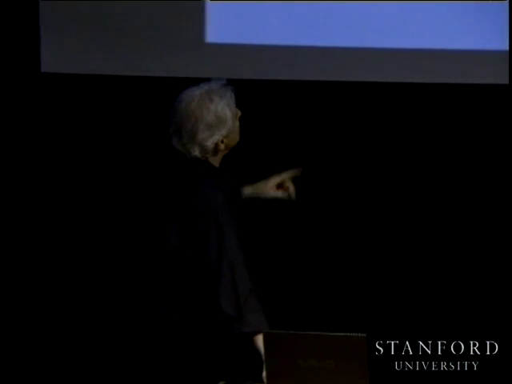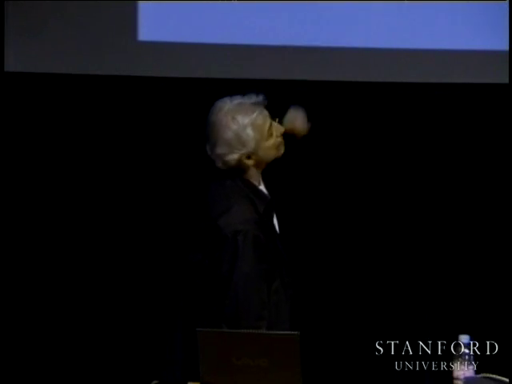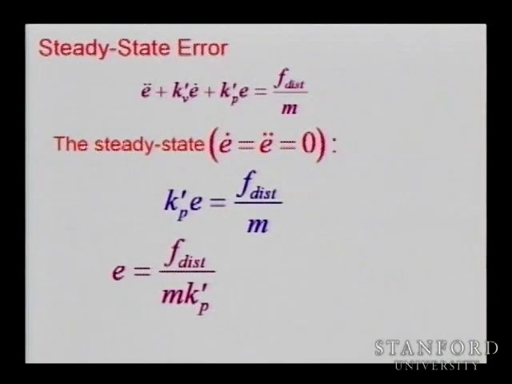So this is what happens when we have the velocity and acceleration errors equal to 0. And that means the last term, the error term Kp prime times e, is equal to F disturbance divided by m. And that means your error is going to be the disturbance force divided by m Kp prime. Again, in some textbooks, there is no m appearing there. And this is very important.